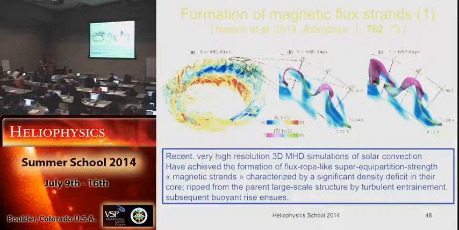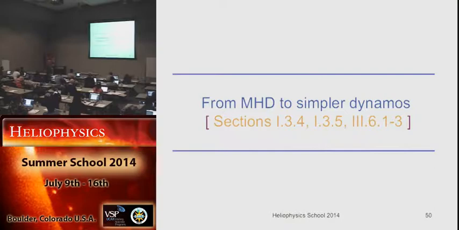And even though there is not really a surface in the simulation, these things are exactly what we think would eventually produce sunspots. So we are slowly getting to the point where even with numerical simulations, we might be able to capture that process and answer that question, whether it's a side effect of the dynamo or an important part of the dynamo.